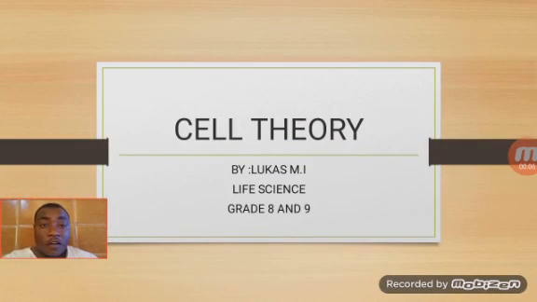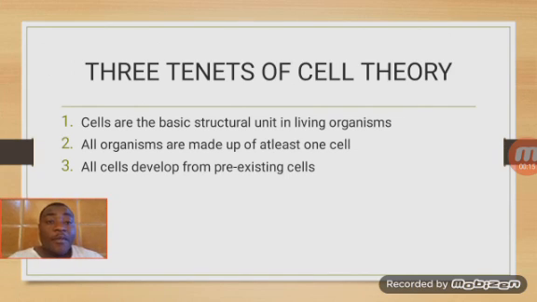For today's edition of the revision video, we are looking at cell theory. The cell theory consists of three statements. The first states that cells are the basic structural unit in living organisms. The second states that all organisms are made up of at least one cell, whereby the ones that are made up of one cell are called unicellular and the others are called multicellular. The third states that all cells develop from pre-existing cells. A pre-existing cell will divide into other cells or will produce other cells.